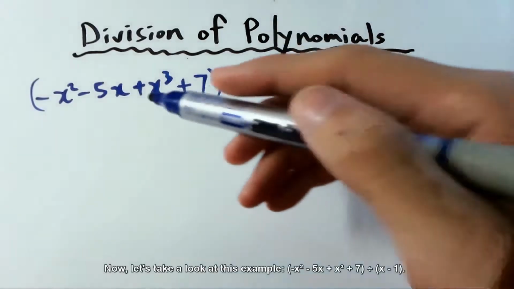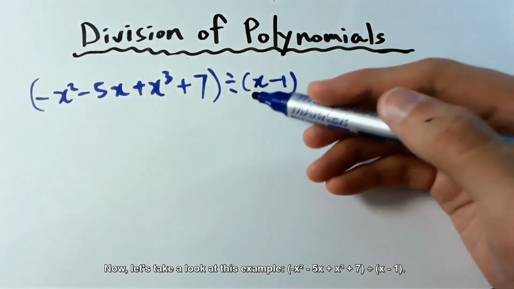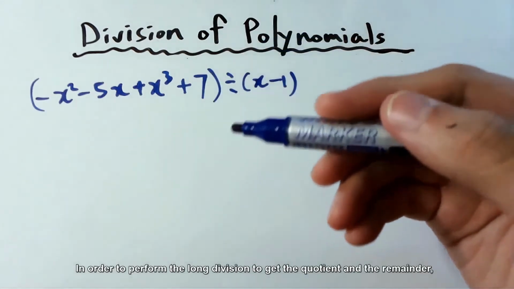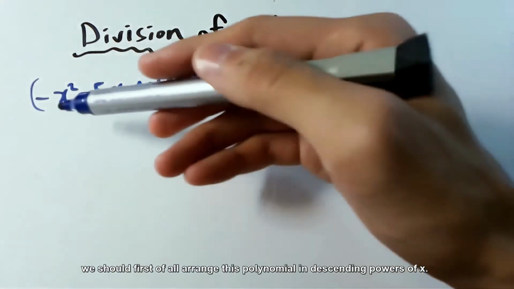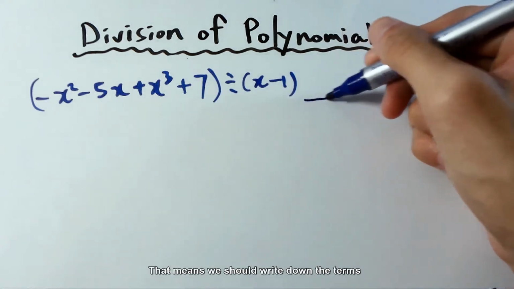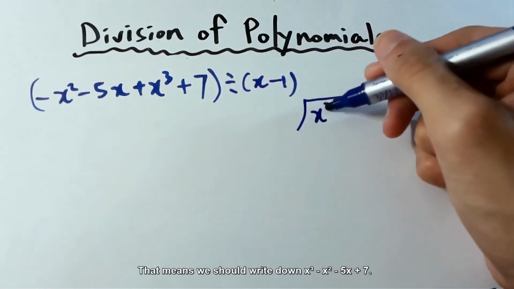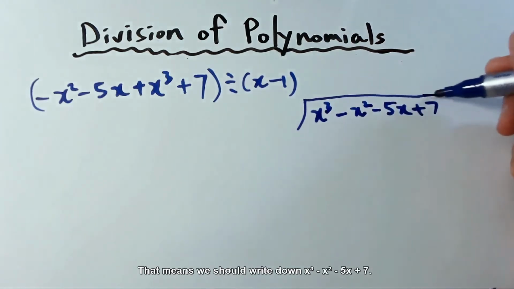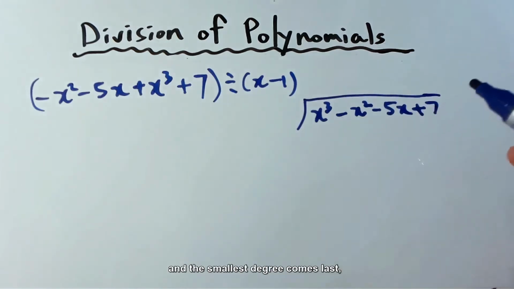Now let's take a look at this example, minus x squared minus 5x plus x to the power 3 plus 7 divided by x minus 1. In order to perform the long division to get the quotient and the remainder, we should first of all arrange this polynomial in the descending powers of x. That means we should write down the terms from the largest degree to the smallest one. That means we should write down x to the power 3 minus x squared minus 5x plus 7. We arrange the terms so that the largest degree comes first and the smallest degree comes last.